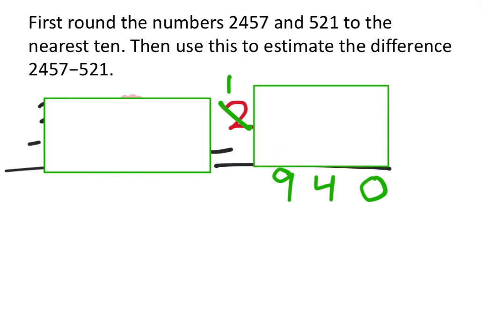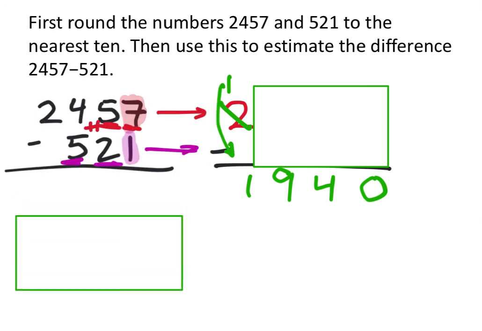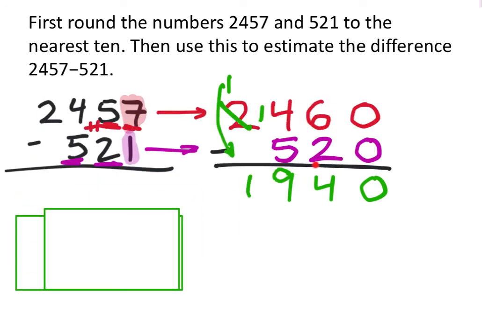And now the thousands place value, yeah, the 1 is just going to drop as a 1. So that difference becomes 1,940, after rounding to the tens place value from 2,457 minus 521.